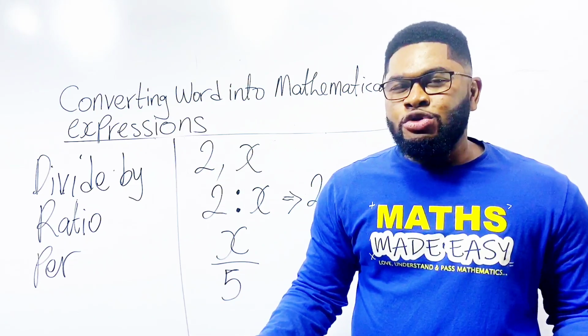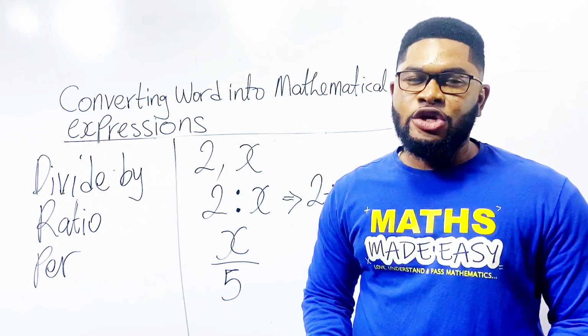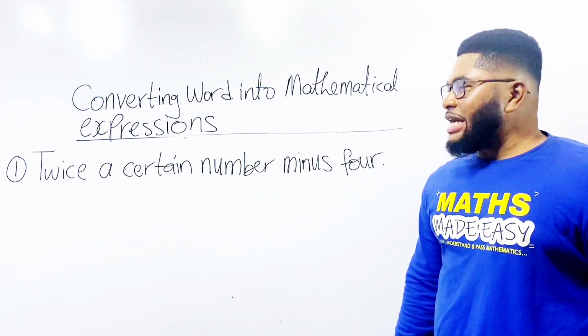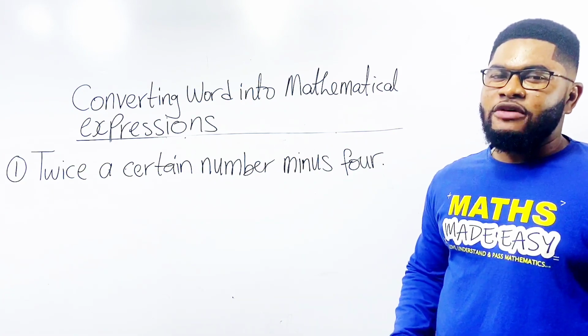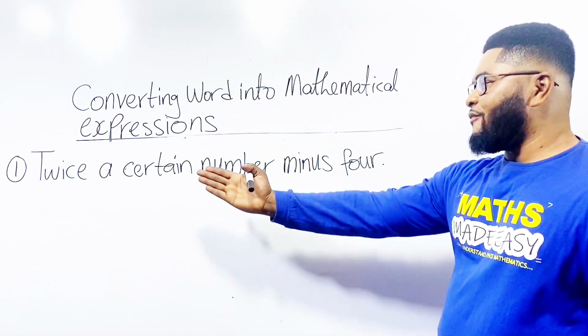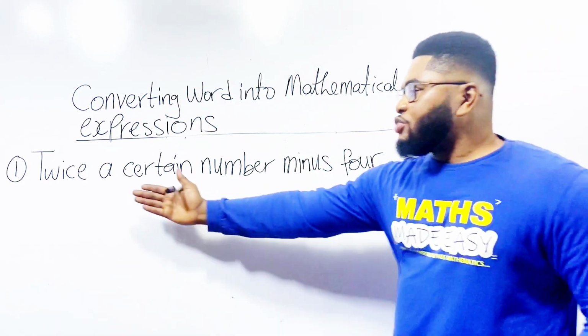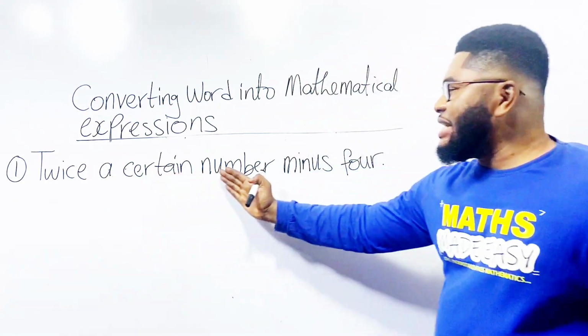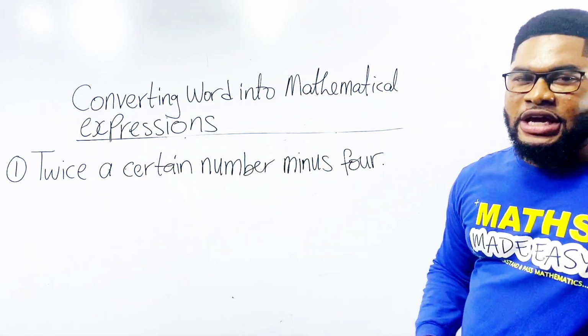So we are going to use them to form questions and express them in mathematical form. We want to look at examples under expressing words into mathematical form, or converting words into mathematical form. In this question, it says twice a certain number minus 4. Let us look at the words one after the other.